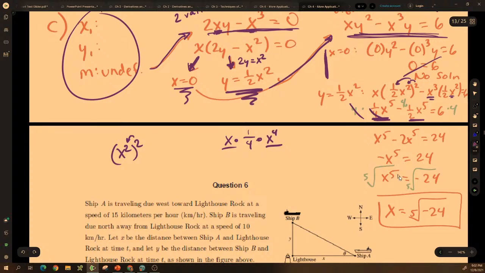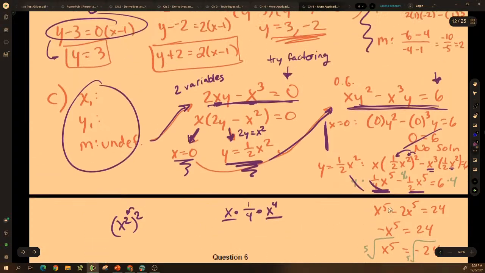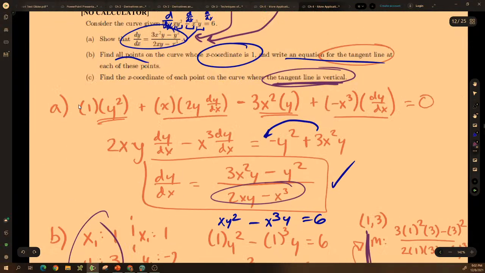That's a really weird one, right? Like x squared, we square root. X cubed, we cube root. X to the 5th, we 5th root. The answer is x equals 5th root of negative 24. Extremely difficult, extremely weird. And I come back up here, they just ask for the x coordinate.